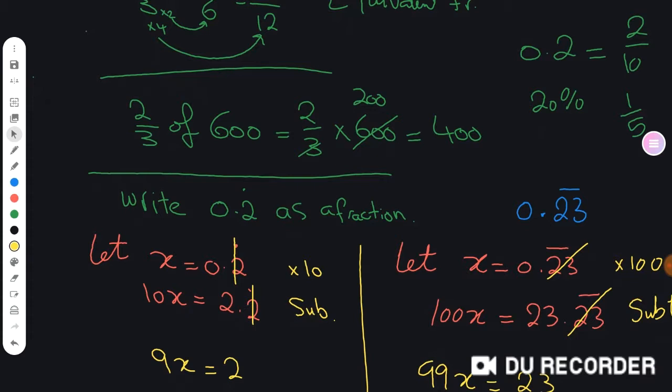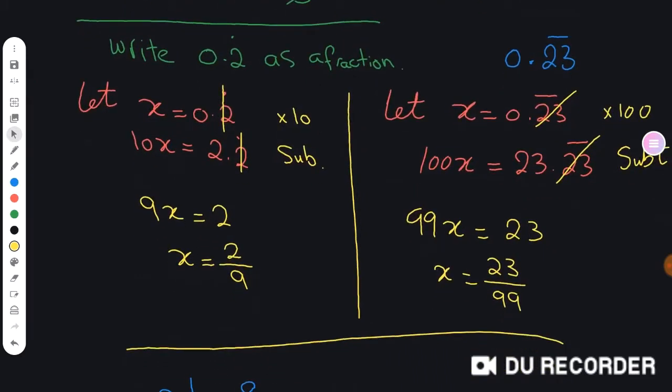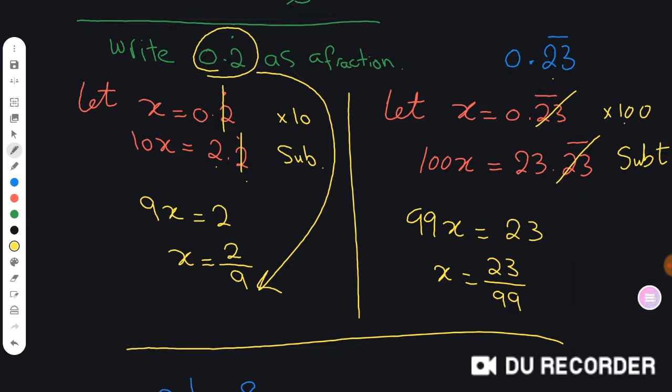Next we have writing a recurring decimal as a fraction. This is 0.2 recurring. Let x equal 0.2 recurring, multiply by 10, it will be 10x, and multiplying by 10, we move the point one place to the right. We will take all the 2s that we have, leaving 2 here and 2 recurring. Subtract them. This will be 9x and this will be 2. The answer will be 2 over 9. So to write this as a fraction, it will be 2 over 9. The same with another one, but in this case we need to multiply by 100 because we have 2 decimal digits that are repeating.